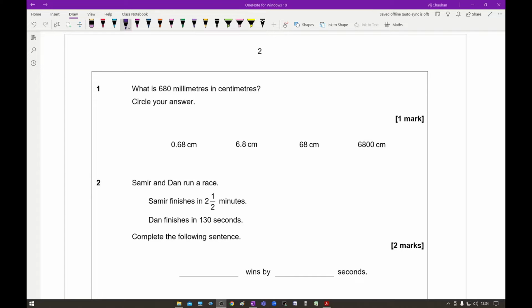So for this we just need to remember that to get from millimeters to centimeters we need to divide by 10 because there are 10 millimeters in 1 centimeter. So here I'm going to do 680 divided by 10. When divided by 10 you just move the decimal point one place to the left to make it smaller. So the correct answer I want to circle is the third one.